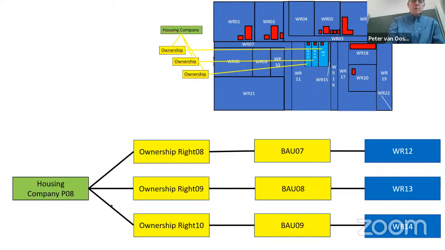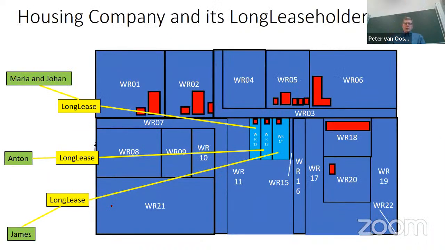Okay, here we see the housing company has three different rights on three different properties relating to the three different parcels. And here we see the reason why. The housing company has three persons that hold a long lease on these three individual properties. The first one, Maria and Johan, have a long lease on building number 12. Anton has the long lease on building number 13. And James has the long lease on building number 14.